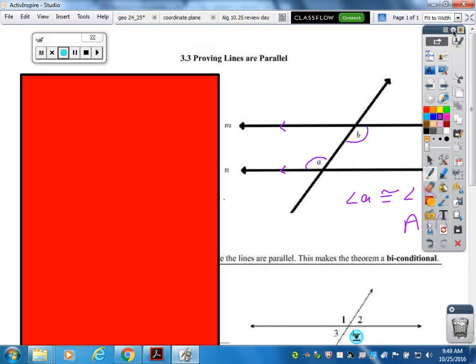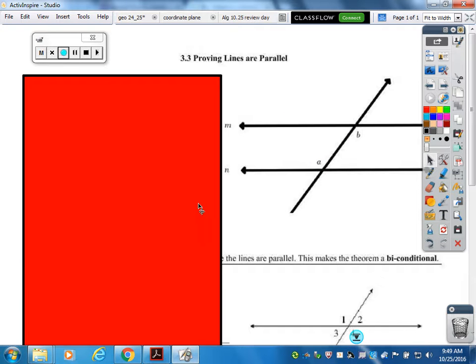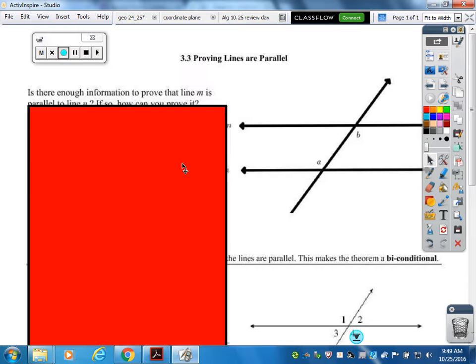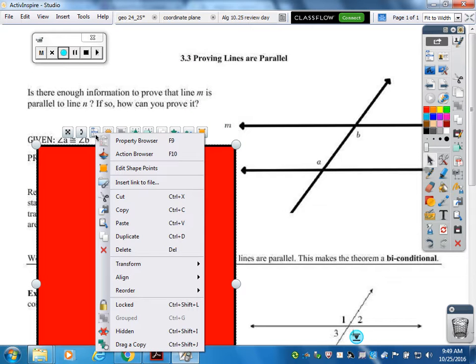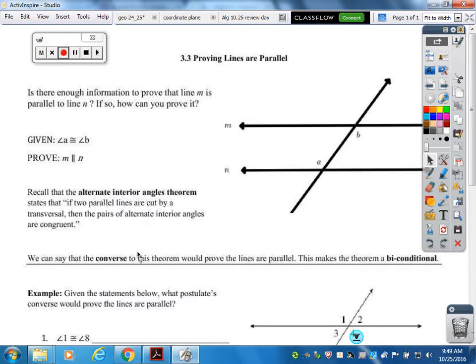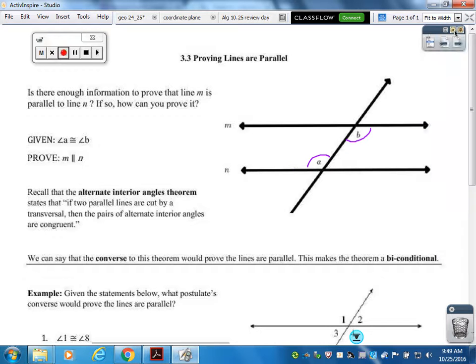We're doing the same concept today, it's just that we're going in the reverse order. So let me get rid of this guy. Okay, so in reverse, let's say we know that angle A is congruent with angle B. We're told that from the start. We'd like to prove instead that the lines are in fact parallel. So we're really going in the reverse order.